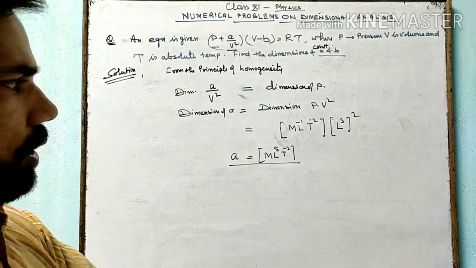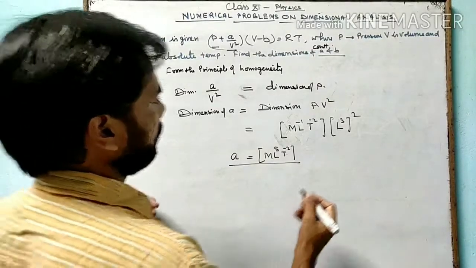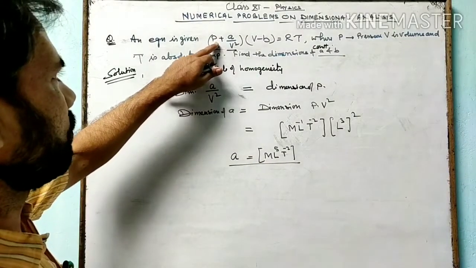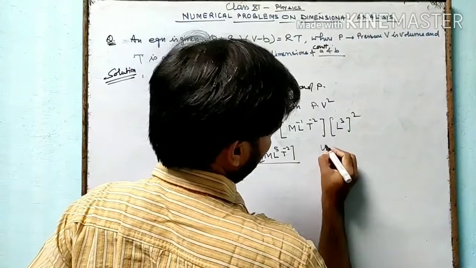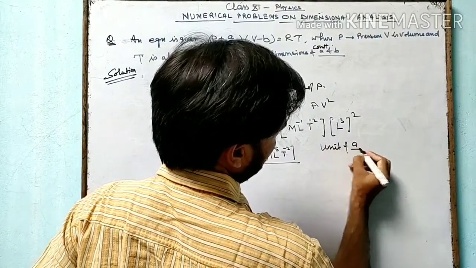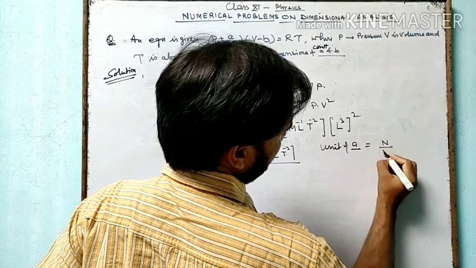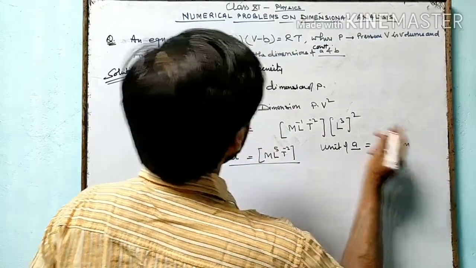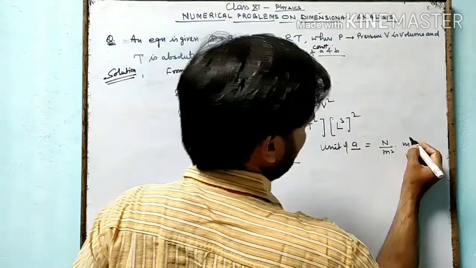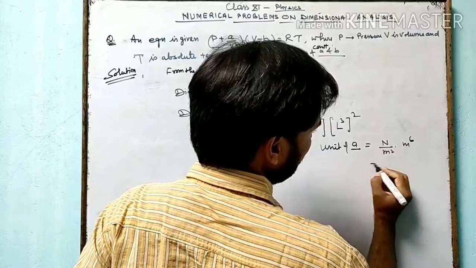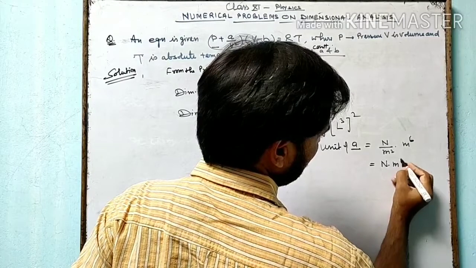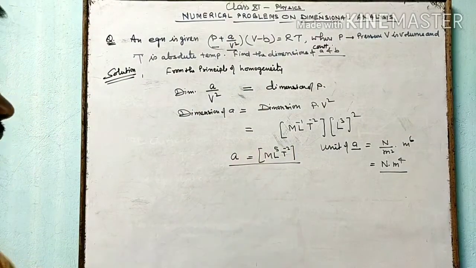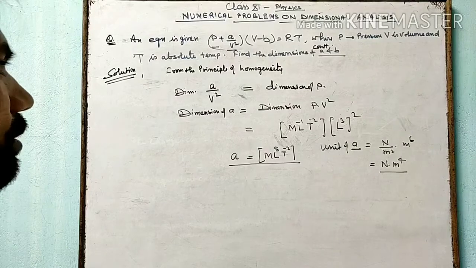If you want to write the unit, you can write it as Newton per meter square. Unit of A is the unit of pressure, that is Newton upon meter square, into volume square, that is meter to the power 6. That is Newton into meter to the power 4. So the unit will be Newton into meter raised to the power 4.